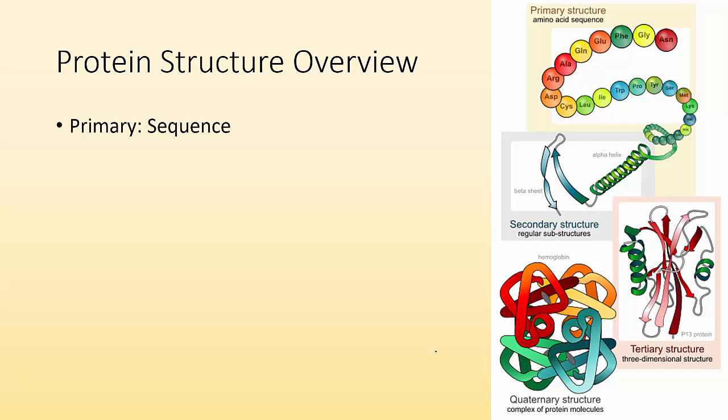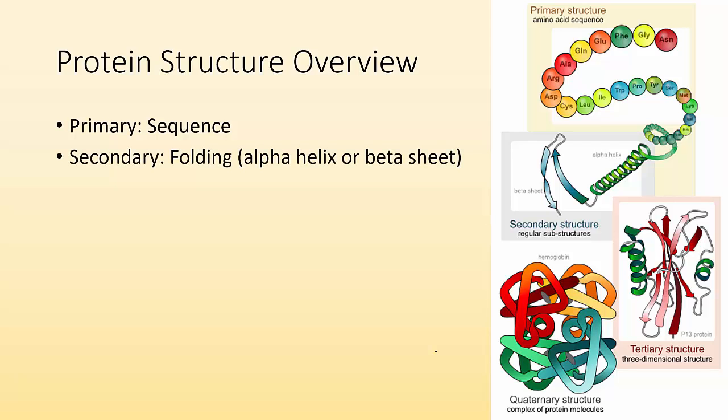And then we have another one. So primary structure is the sequence. Secondary is the folding. Do you get alpha helixes or beta sheets? Tertiary is the overall shape. Is it globular or fibrous?